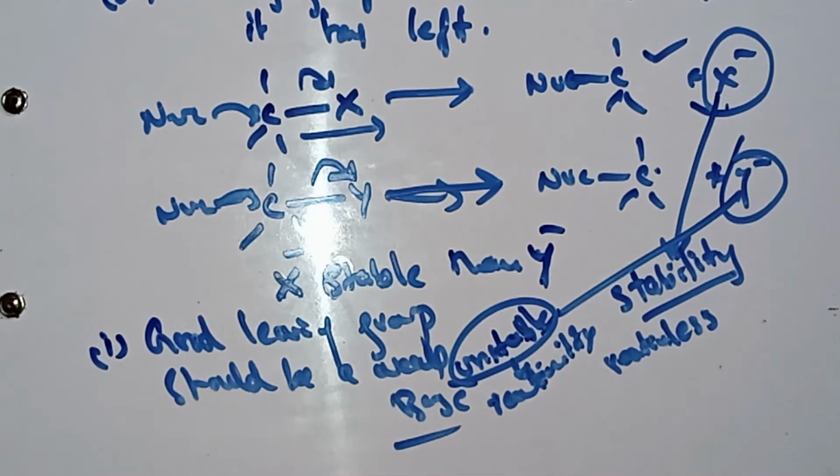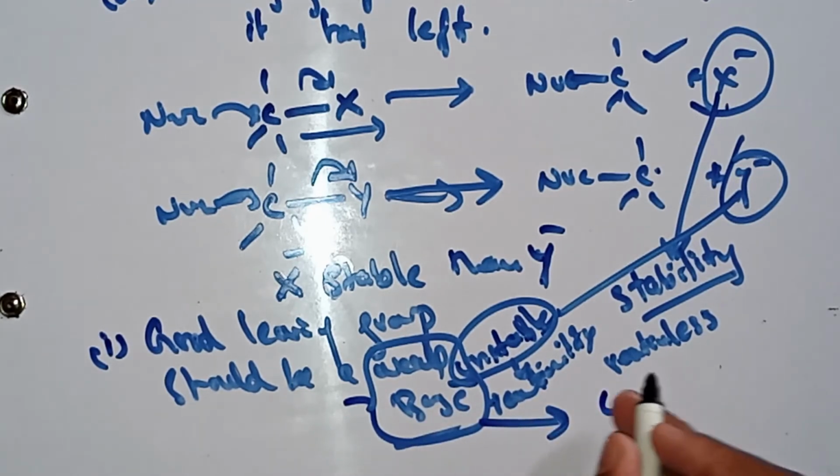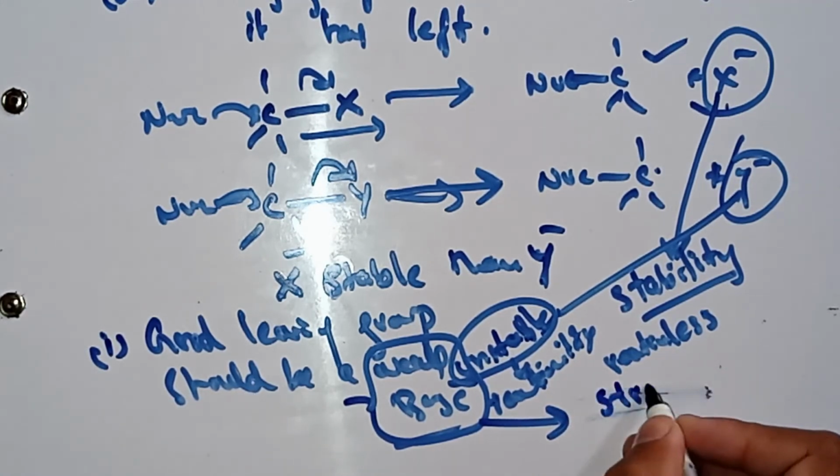I already explained this point in the first lecture. Good leaving groups should be those which are weak bases. Weak bases are those bases that are the conjugate base of a strong acid.